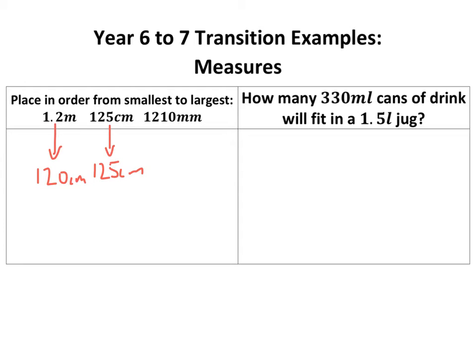Now this one, there are 10 millimetres in a centimetre, so this would be 121 centimetres. The prefix milli means a thousandth of, so 1,000 millimetres make a metre, and therefore we can say that this one here is the largest.